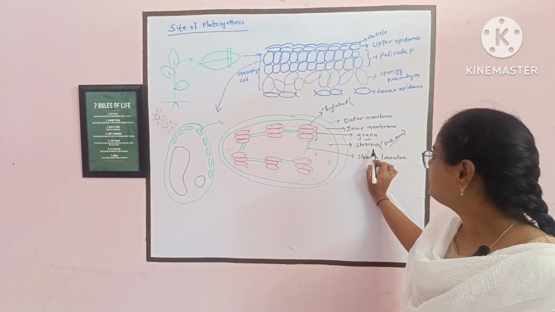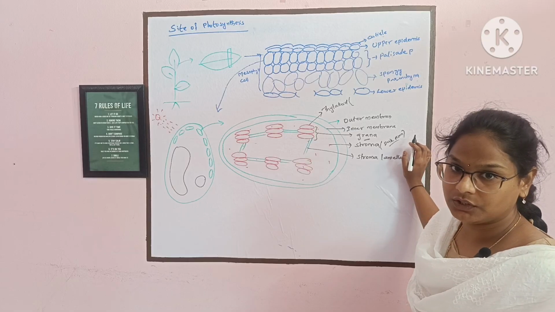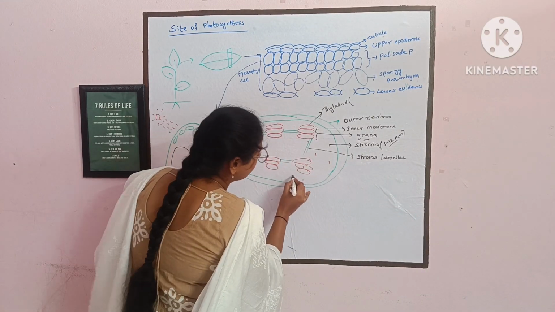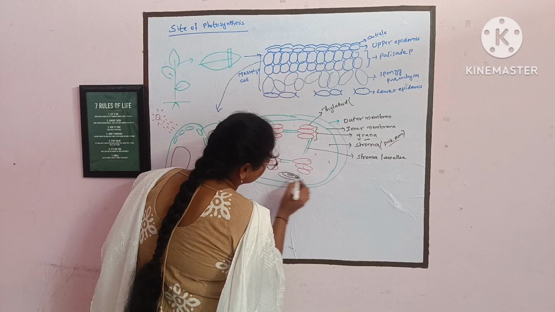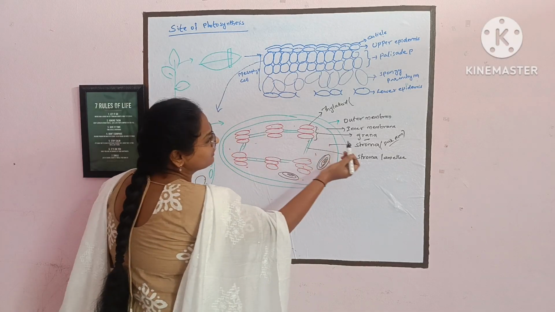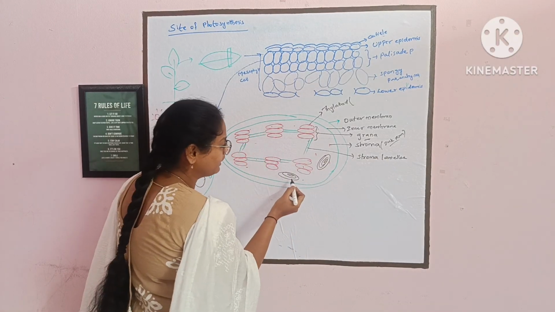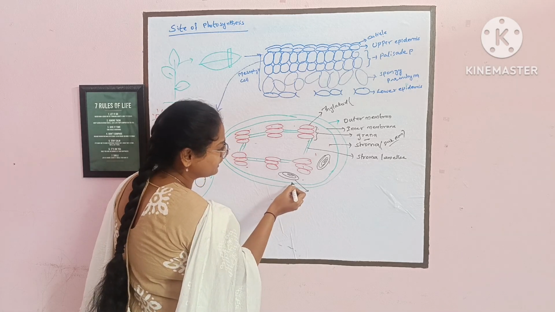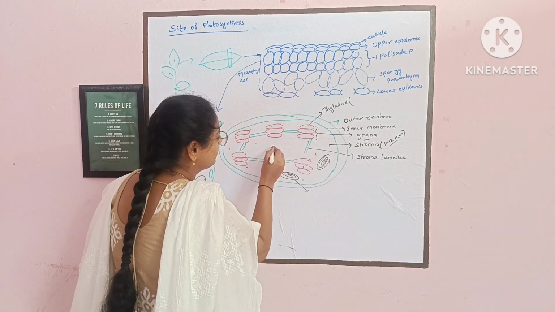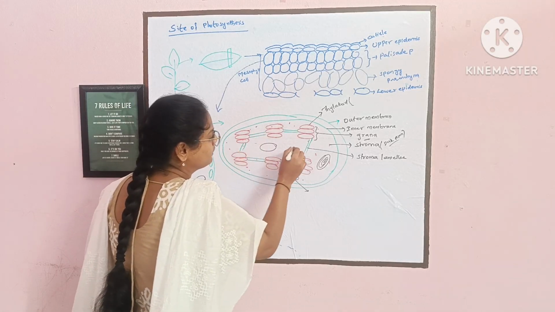After the process of dark reaction, it is going to prepare glucose molecules. Those glucose molecules are stored as starch granules inside the chloroplast, because the dark reaction is taking place in the stroma. So where are the starch granules located? In the stroma. It also contains its own ribosomes.